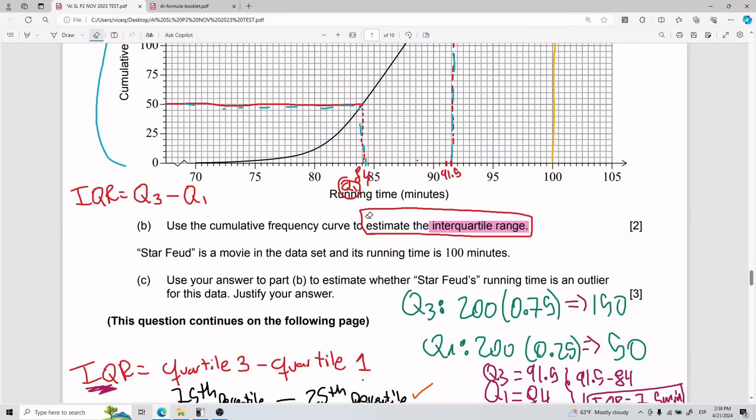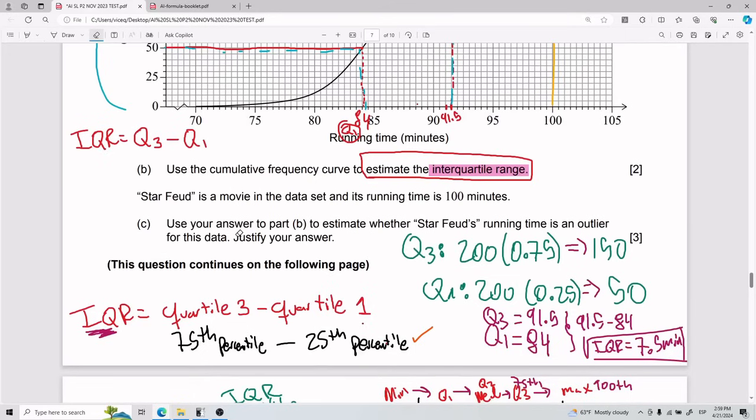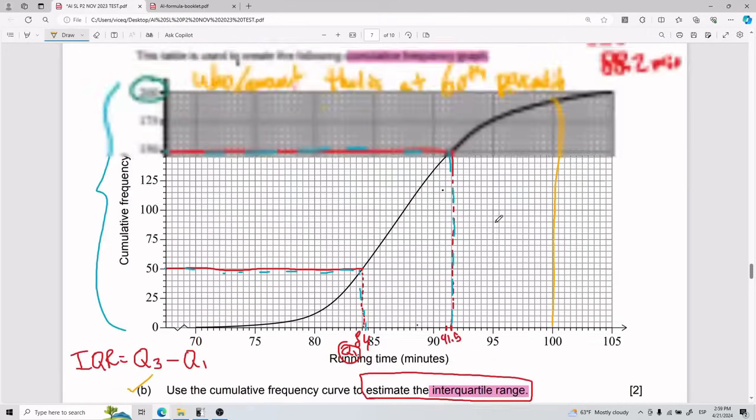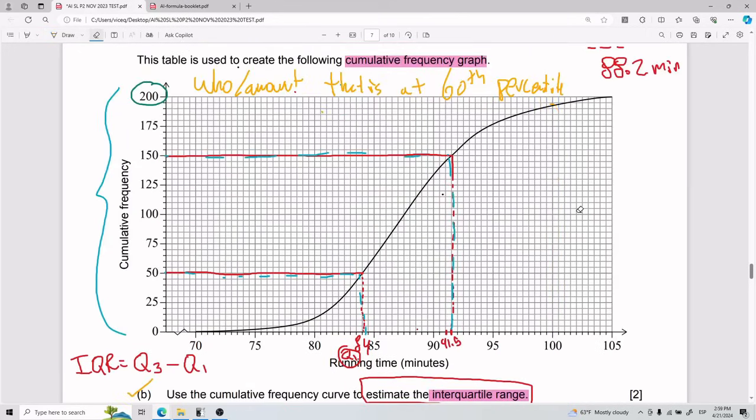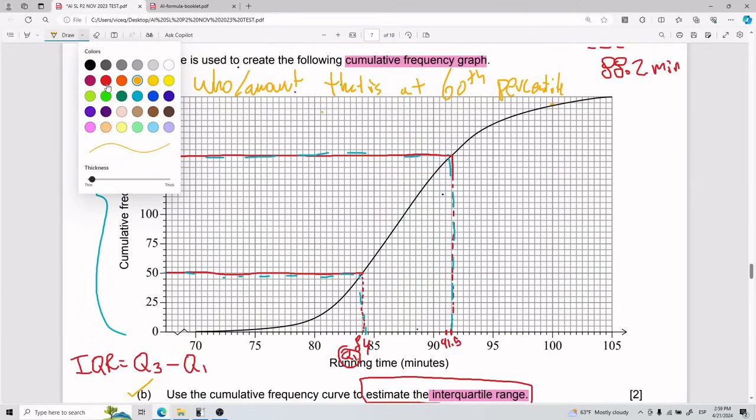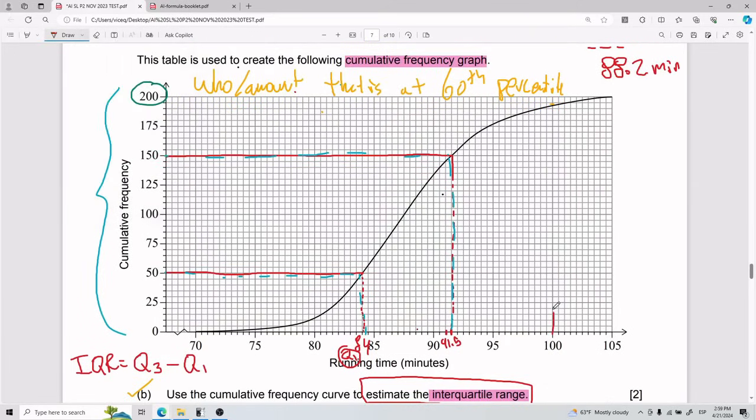All right, and now for part C, they tell us that Star Feud, I'm not sure if I'm saying that right, is a movie in the dataset and its running time is 100 minutes. Use your answer to part B to estimate whether Star Feud's running time is an outlier for this data. And so we have a movie that its running time is 100. So it's right here.